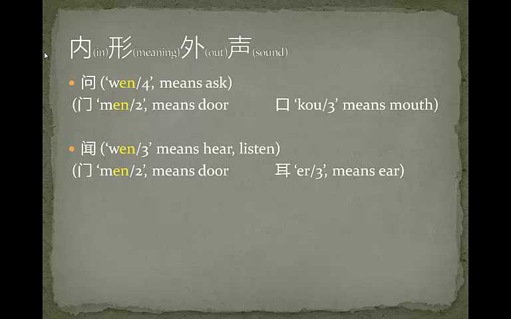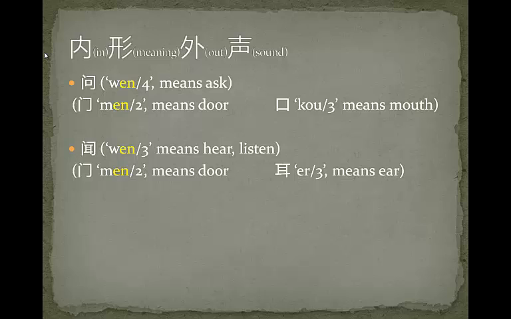Alright, the next category is 内形外声. So 内 means in, inner part. 形 meaning, 外 outer part, 声 sound, pronunciation. So this type of category can be divided up into inner part and outer part. The inner part indicates meaning and the outer part indicates the pronunciation. Let's look at the examples.